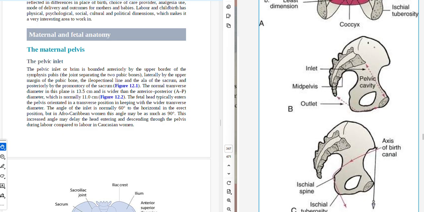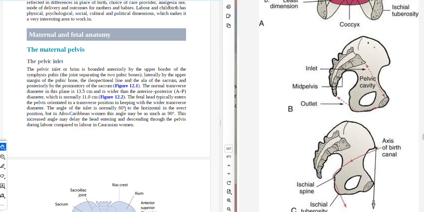The inferior part is the outlet, and the superior part, just below the ala of the hip bone, is the pelvic inlet, right? So the normal transverse diameter in this plane is 13.5 centimeters, and this is very important. It's very commonly asked in exams. The normal transverse diameter in this plane is 13.5 centimeters, and is wider than the anterior-posterior diameter, which is normally 11 centimeters, right?